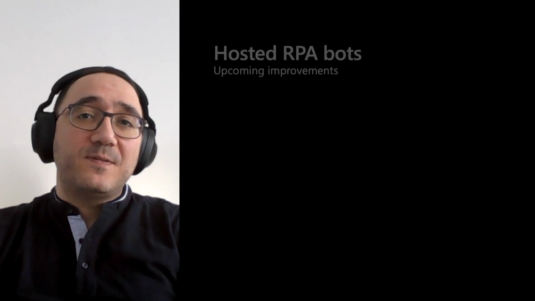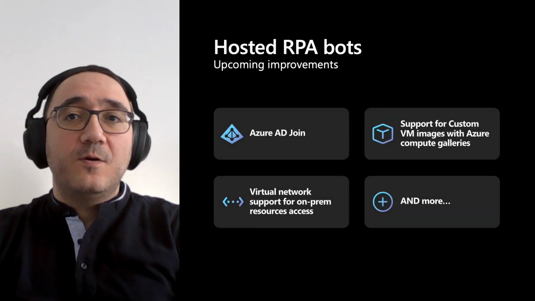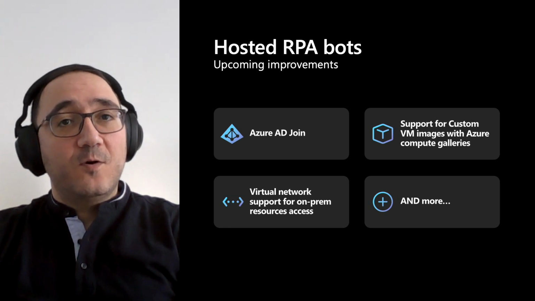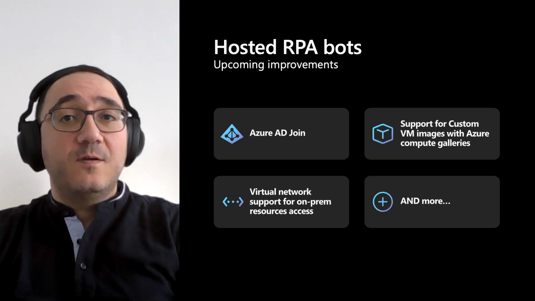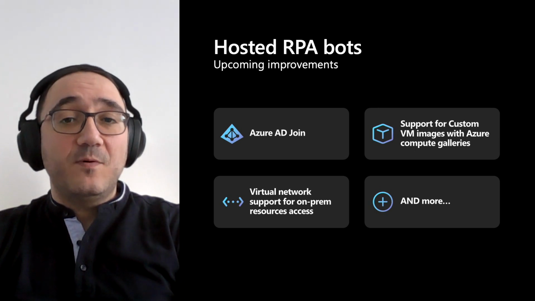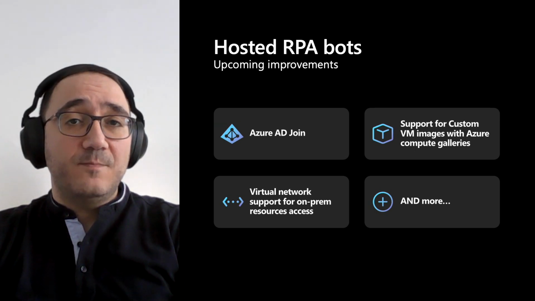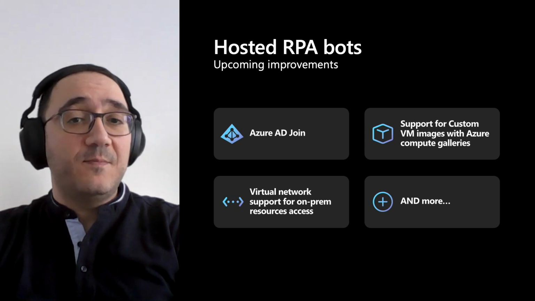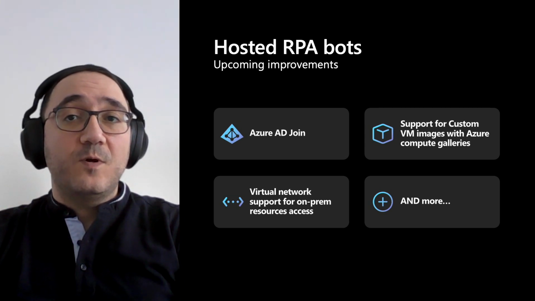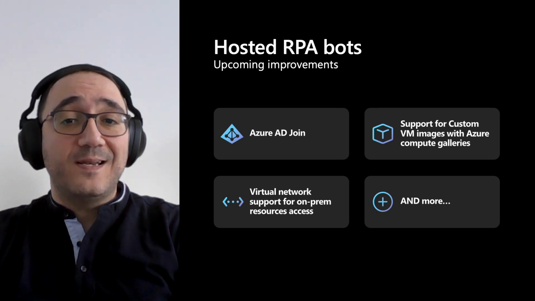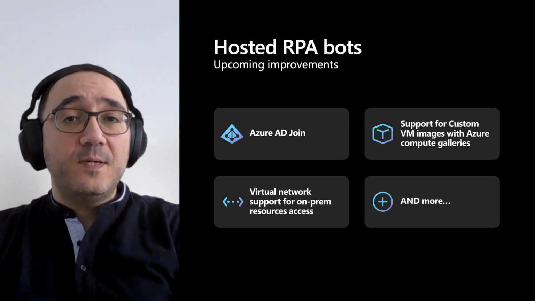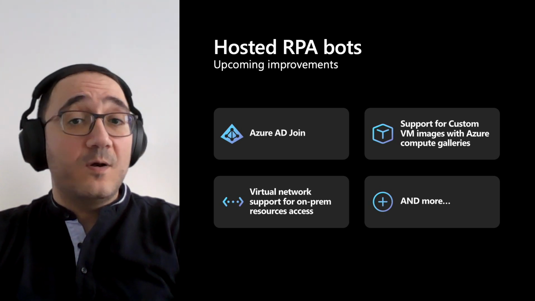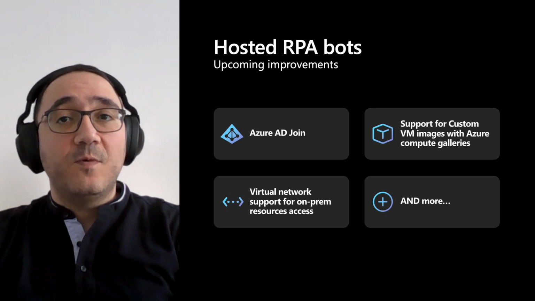I want to complete this presentation by sharing with you a few upcoming additions that we have planned. Number 1, automatic Azure AD join of hosted bots to be able to use AAD accounts for automation. Number 2, the ability for you to bring your own custom VM images, and we are working on a partnership with the Azure Compute Galleries team. Number 3, the support of virtual networks to enable access to your on-prem resources, and even more to come in the future.